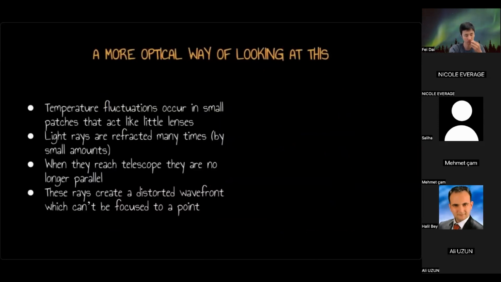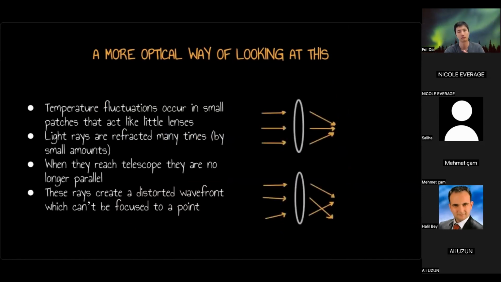To put this in more optical terms, each of the air packets or cells act like little lenses, and the starlight has to propagate through multiple lenses before reaching the telescope. Ideally, if the light rays are parallel, the telescope's optical system can focus those rays to a point. But in this case, they're not parallel. The distorted wavefront thus creates a problem now because the light rays cannot be focused to a point and we thus cannot get a sharp image.